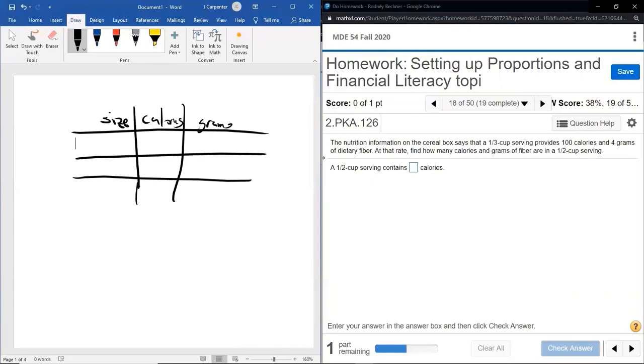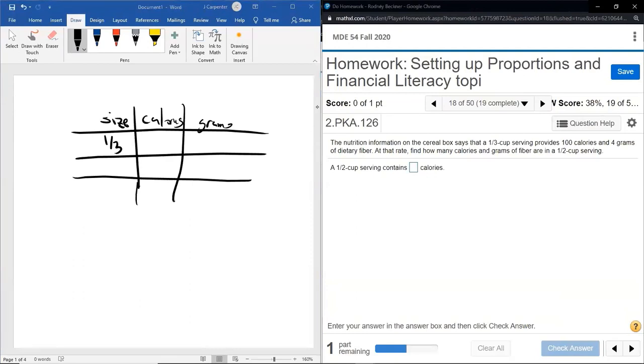So the first scenario is we have a third of a cup. Hold on for 1 second. More dog fun. Okay, so we have a third of a cup.